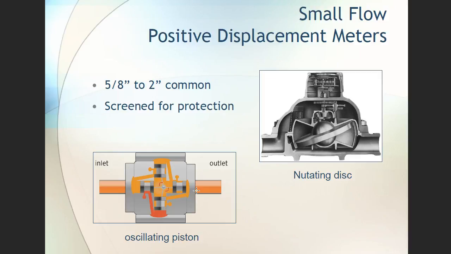Small flow and positive displacement. Residential normally goes to about 2 inch on the supply lines coming in from the meter. 2 inch is huge. A 2-inch line is going to be a really big property. But 5/8 inch, anywhere from there on up. They're screened for protection. Now, a nutating disc is a positive displacement meter. You have this disc and it wobbles back and forth and it goes click, click, click, click. Each time it clicks, it's a specific volume of water that's going through. And the same concept goes with the oscillating piston.